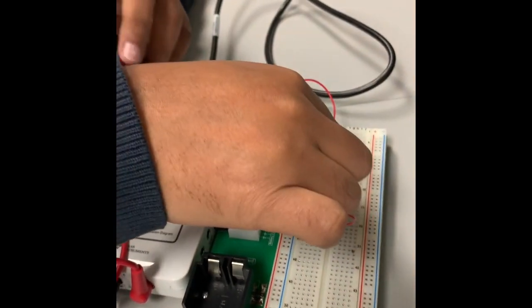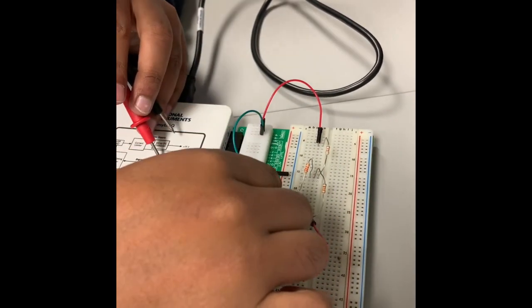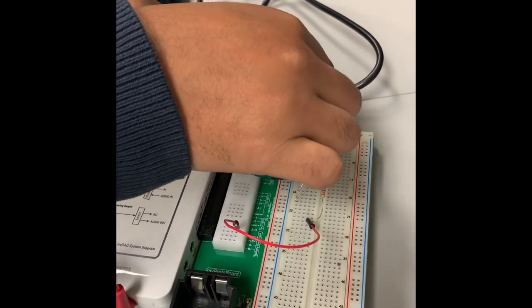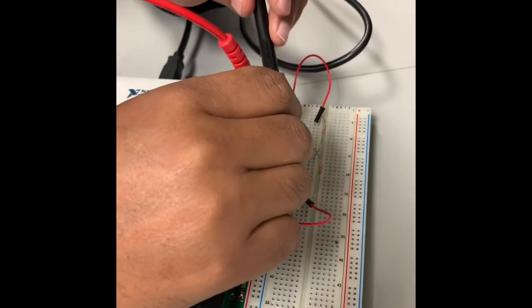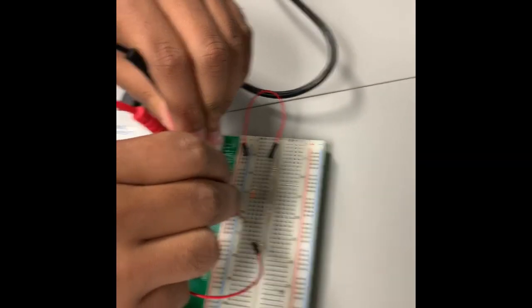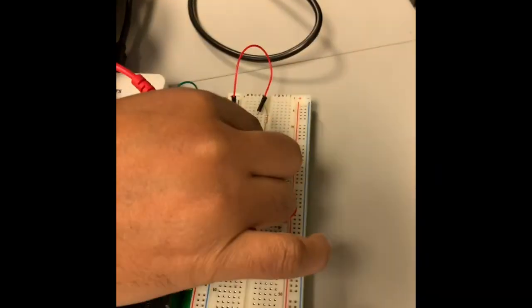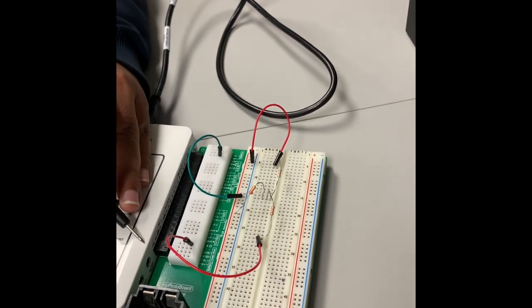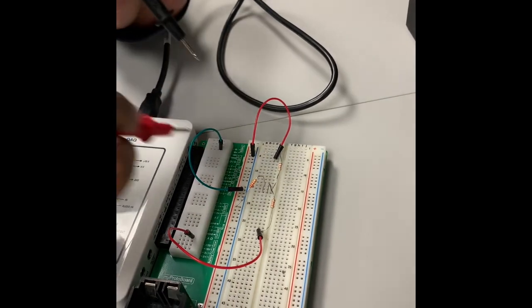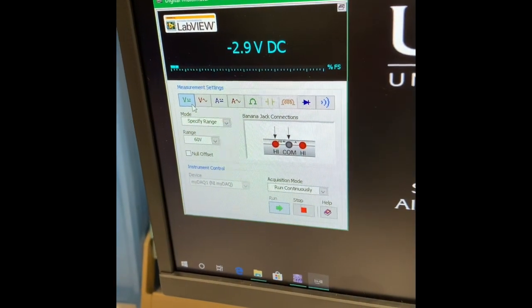All right, and now we'll use the negative 15-volt source, and we'll short the 5-volt source. And first measure the current across R3, and we have a reading of negative 1.3 milliamps. And next we'll measure the voltage across R3, and we have a reading of negative 2.9 volts.